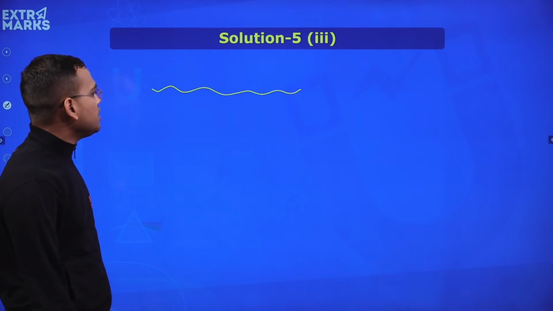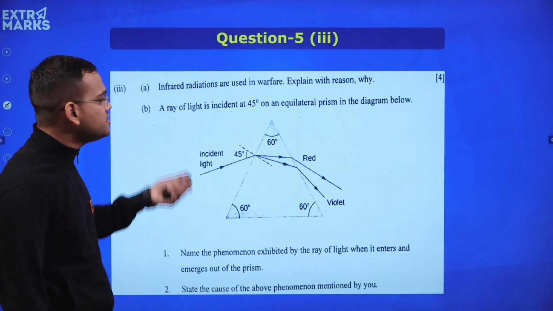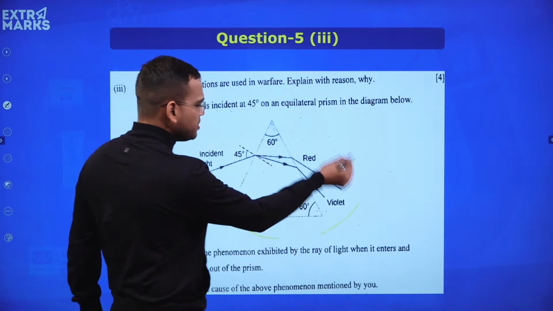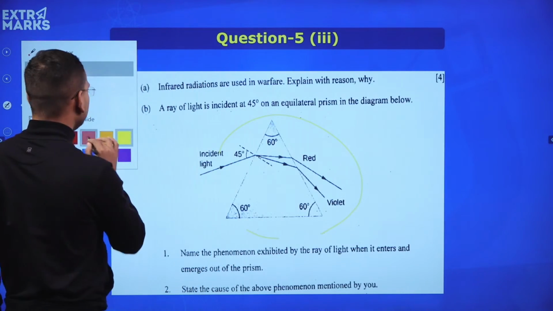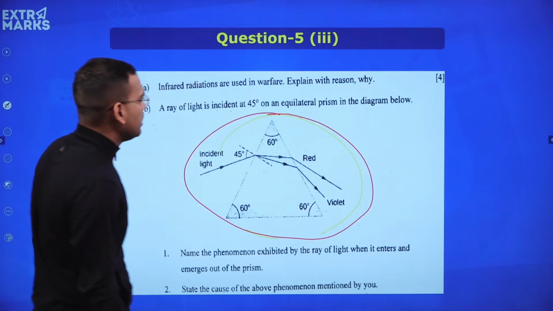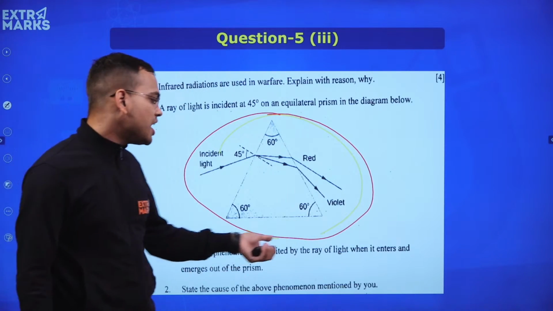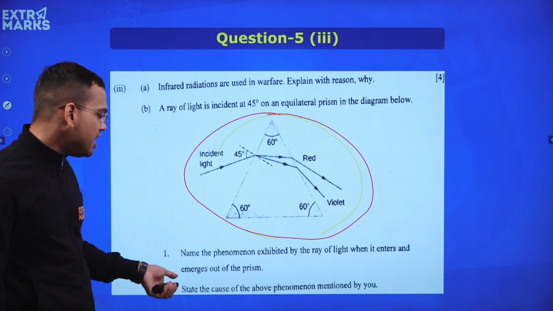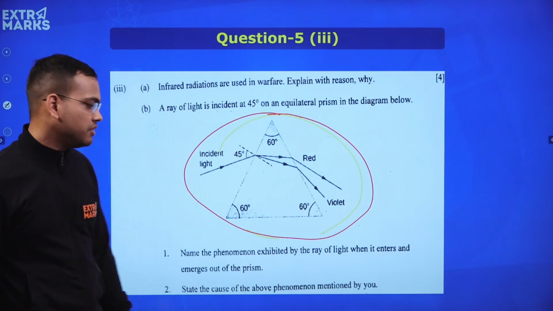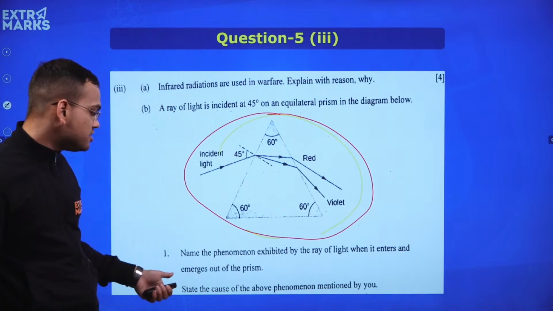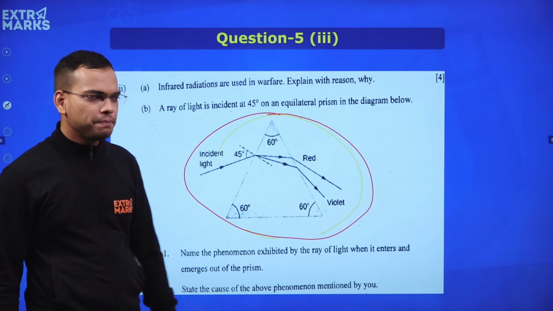Okay. Now the second is: a ray of light is incident at 45 degree on an equilateral prism in the diagram. This is an equilateral prism. The ray of light is incident at 45 degree. Now name the phenomenon exhibited by the ray of light when it enters and emerges out of the prism.